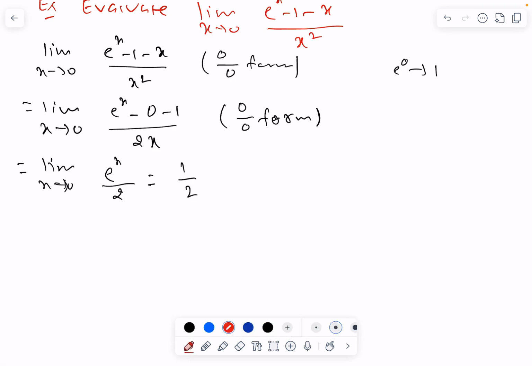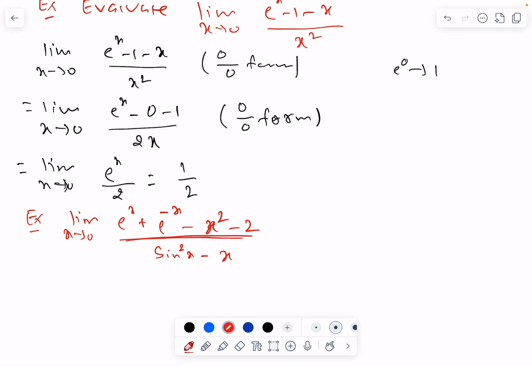Okay. Take another example. Evaluate limit x tends to 0, e power x plus e power minus x minus x square minus 2, divided by sine square x minus x square.